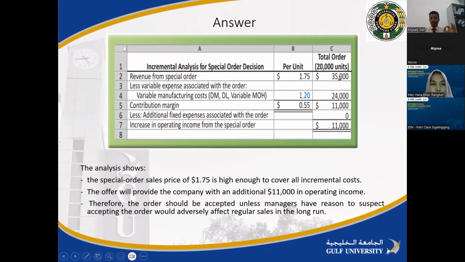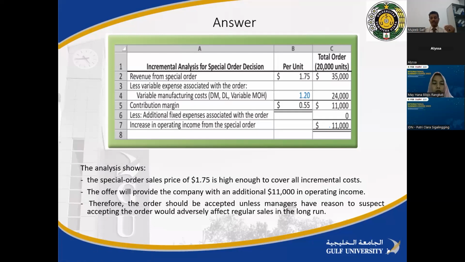So now to compare, how much benefit will we get if we accept this order? Our revenue will increase by 35,000. How much cost will we pay to produce 20,000 units for this order? We have to pay 1.2 per unit, so the total amount. So if you can see here, fixed cost is zero, right? Fixed cost is zero.